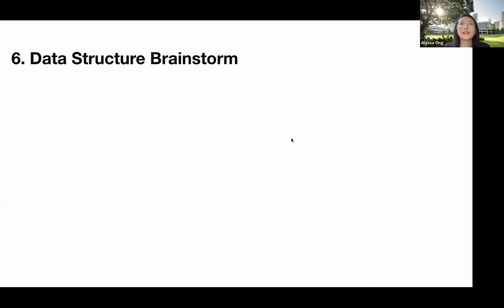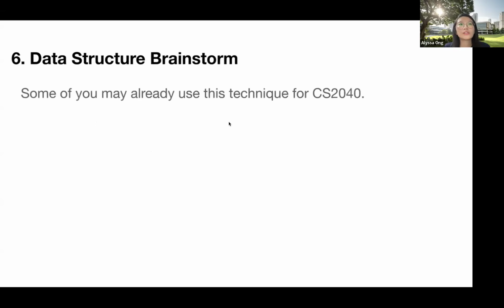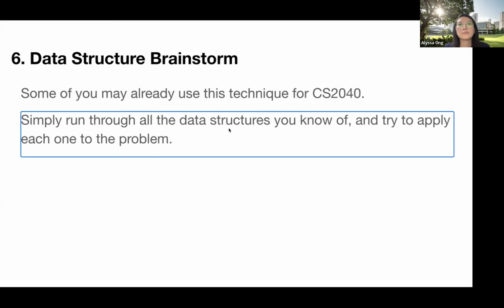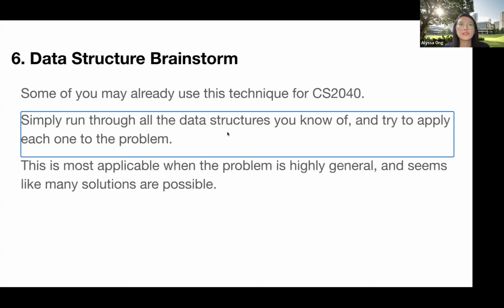So your last resort will be the data structure brainstorm, which you may have already used in CS2040. So all you do is run through all the data structures that you know of and try to apply each one to the problem. So you can ask yourself, will an array work, a stack, a linked list? Running through all the data structures you know of will help you to identify one that's more appropriate to use for a solution that you may not have considered previously. So this is most applicable when the problem is highly general and it seems like many solutions are possible.